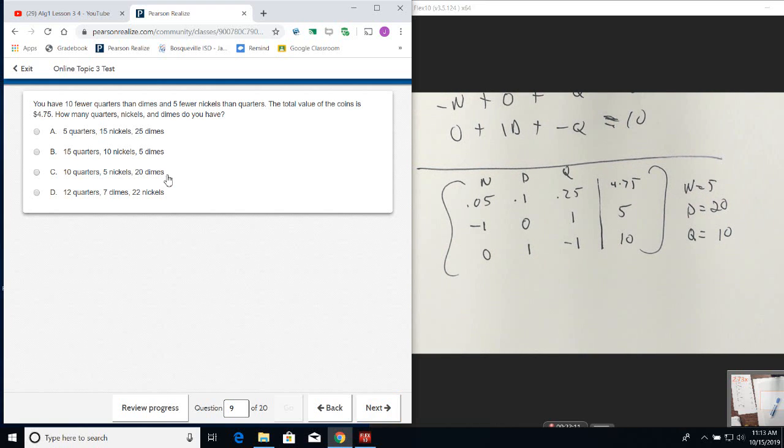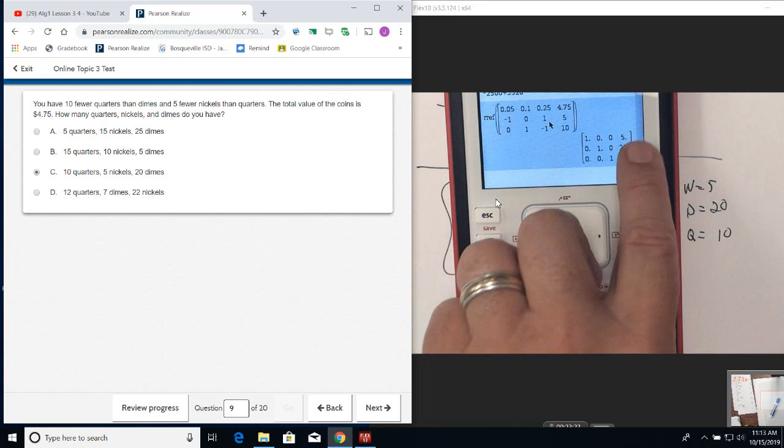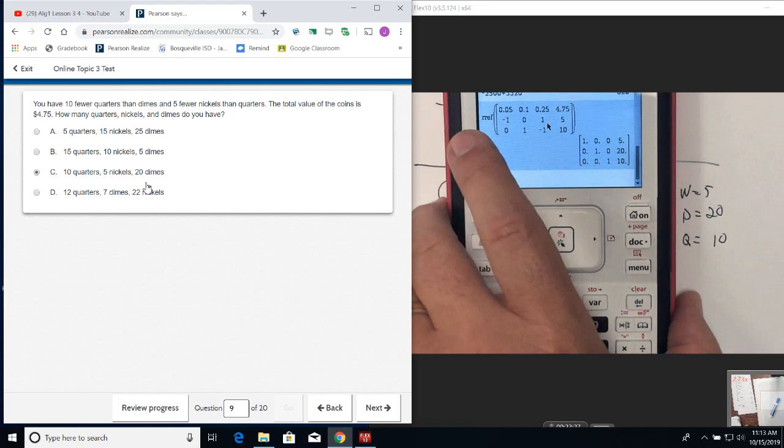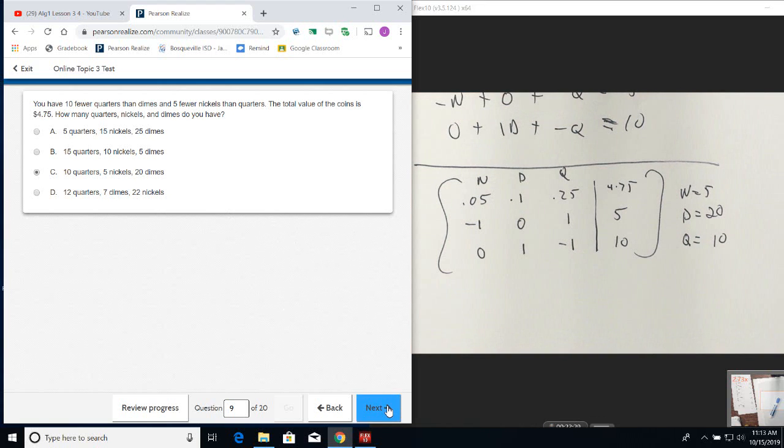This one. 20 dimes and 10 quarters would be C. You got it? 5 nickels, 20 dimes, because my first one, my nickels, is 5, my dimes is 20, my quarters is 10. So that'd be C. All right, let's go to the next problem.